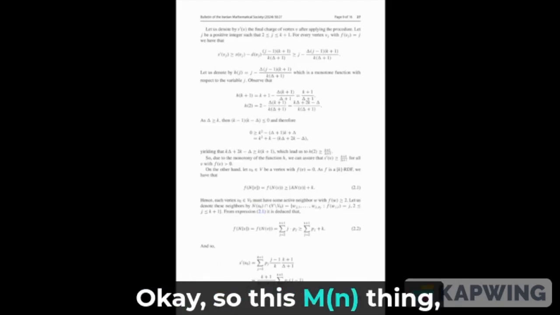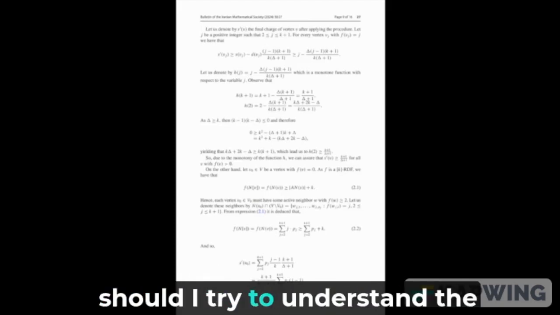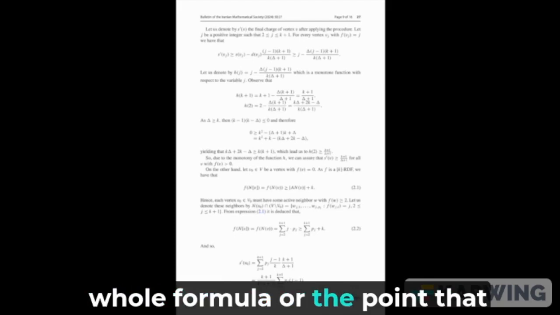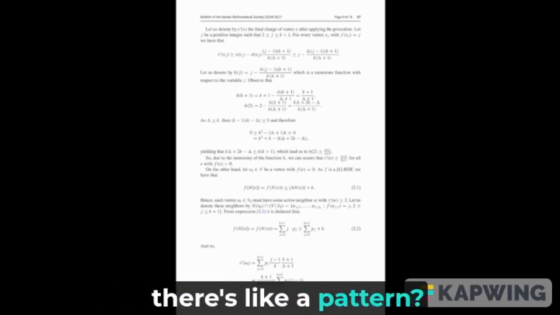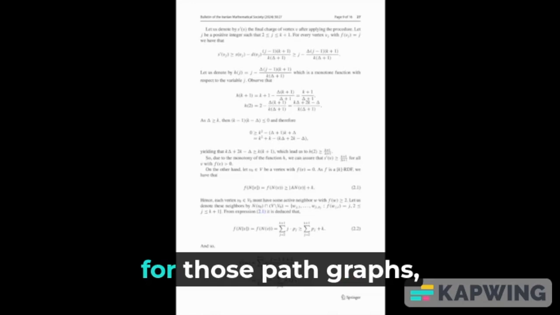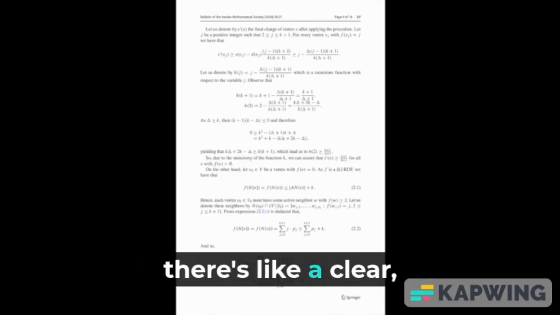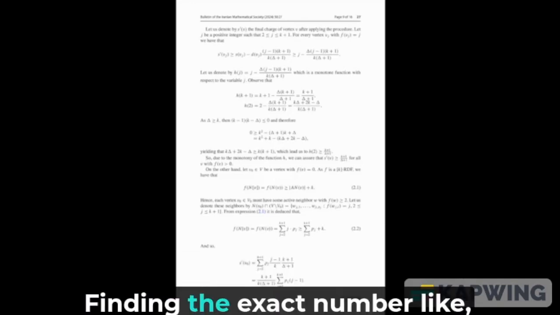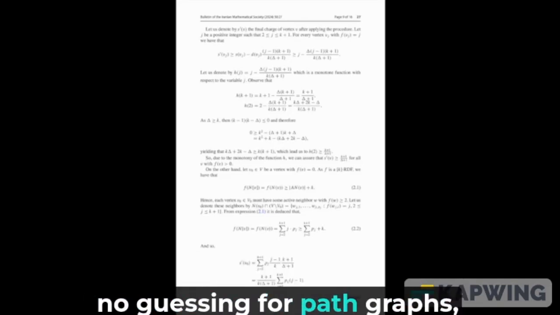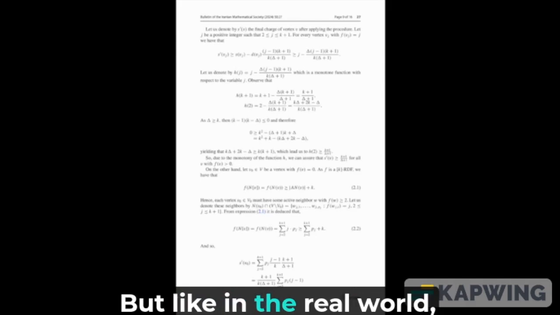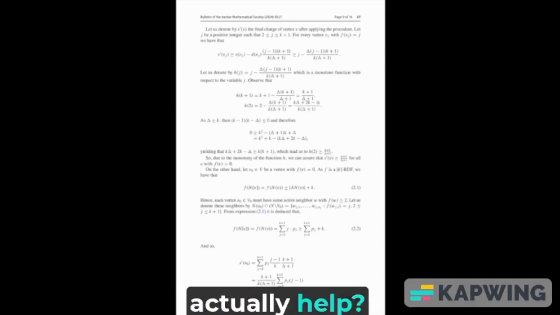Okay, so this MKN thing, should I try to understand the whole formula or the point that there's a pattern they found? Yeah, the point is, for those path graphs, there's a clear, predictable way to find that best defense strategy. Wow, finding the exact number, no guessing for path graphs? That's wild. Yeah. But in the real world, how much does that actually help? Most networks are way messier than a straight line.